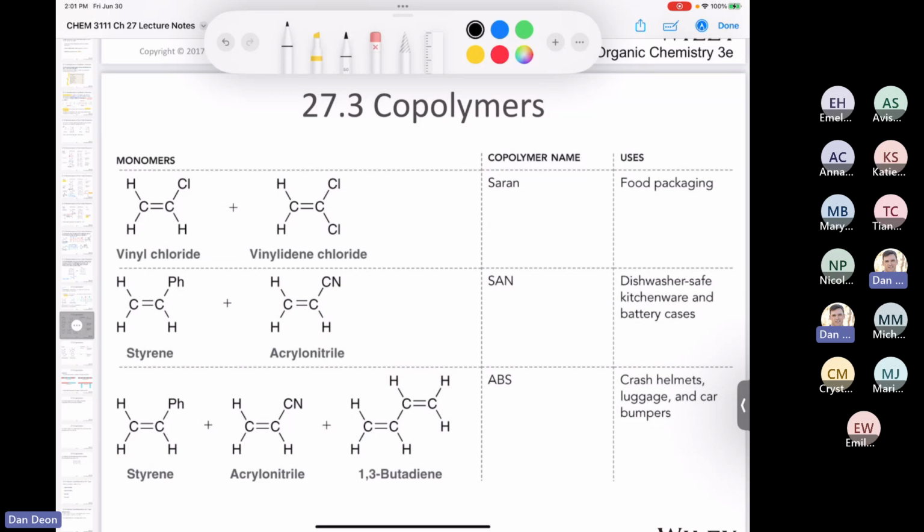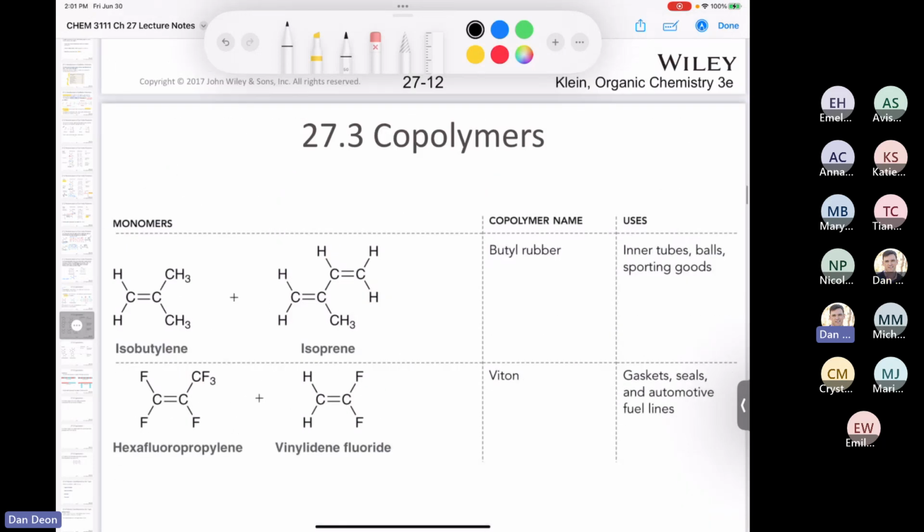The next one is ABS, not the type of brakes. This stands for acrylonitrile, 1,3-butadiene, and styrene, and they have them here in some kind of funky order though. But so you mix these three polymers and you get ABS plastic, which is used in helmets. That's one place that I know it's used. I wasn't sure about car bumpers, but whatever they say, luggage, I guess if you buy good quality luggage, it might be made out of ABS plastics.